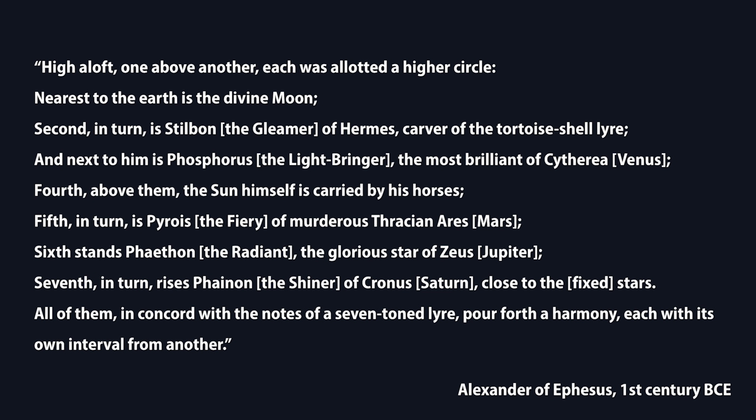Nearest to the earth is the divine moon. Second in turn is Stilbon, the gleamer, or the twinkling one of Hermes, carver of the tortoise-shell lyre. And next to him is Phosphorus, the light bringer, the most brilliant of Cythera, which is the poetic name for Venus. Fourth above them, the sun himself is carried by his horses.